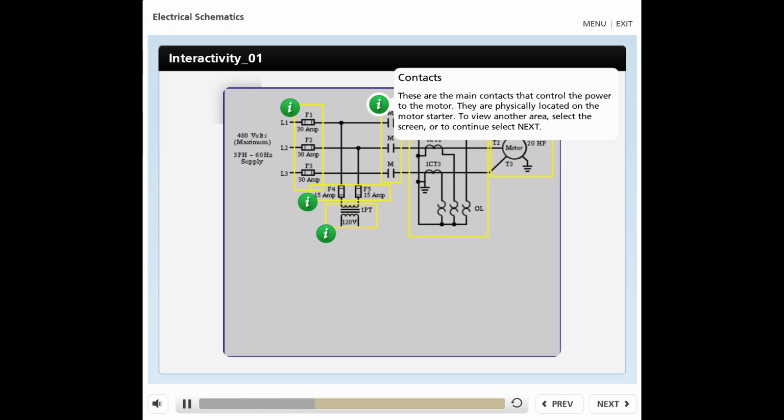Trace the circuit to identify the source of control power and the controlled equipment. Then select each area for a description of the area on this schematic. When you're ready to continue, select Next.